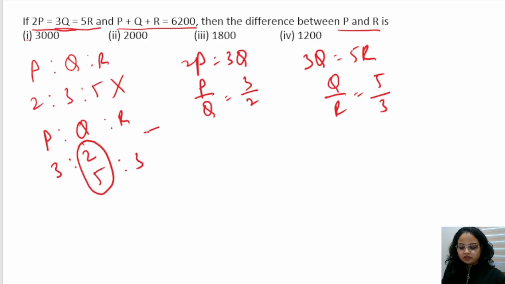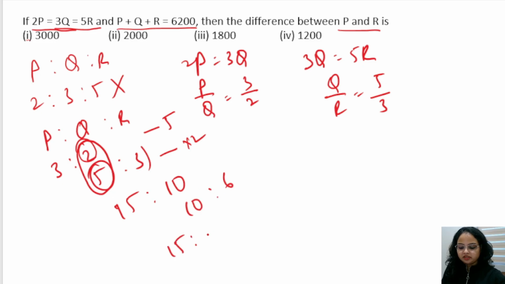So in the first ratio we will multiply with 5. Okay, here it is 5. So in the second one we will multiply with 2. Okay, so we'll get 15 is to 10 and 10 is to 6. So we'll combine these two: 15 is to 10 is to 6. This is the ratio of P is to Q is to R.